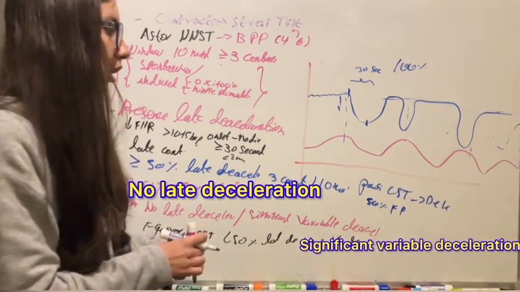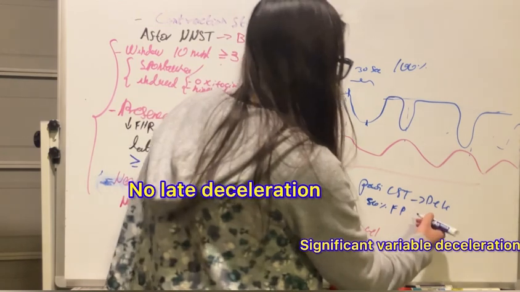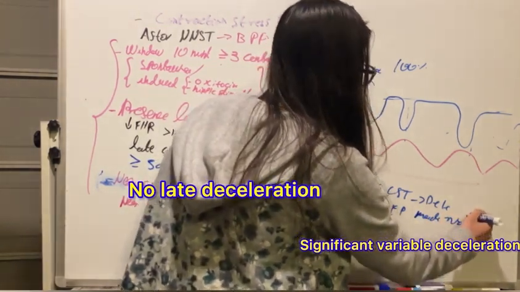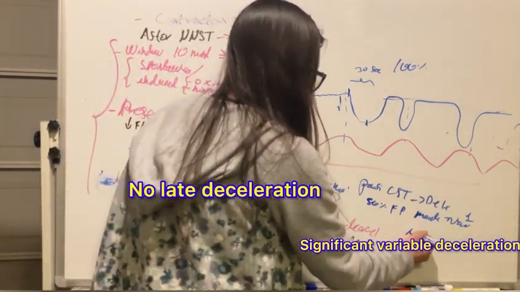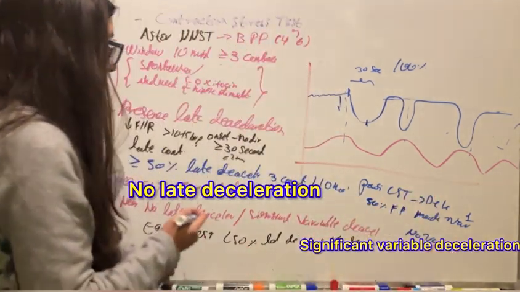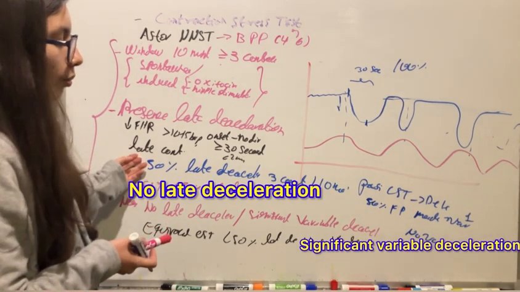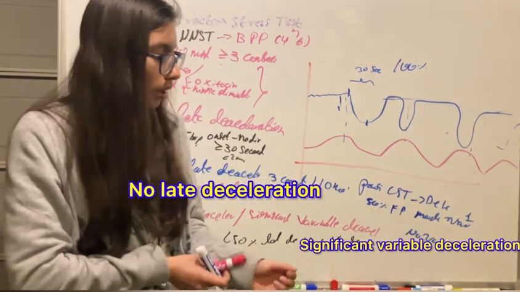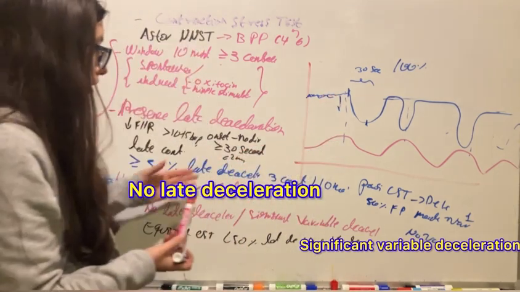For example, the grade of variability of the heart rate. We can have a moderate variability of heart rate, that is good, or we can have no variability, that's bad. We can have no variability or minimal variability. So even though we have a positive contraction stress test, we should look at other things. For example, the variability of the fetal heart rate. Here, this is like normal variations of the fetal heart rate.